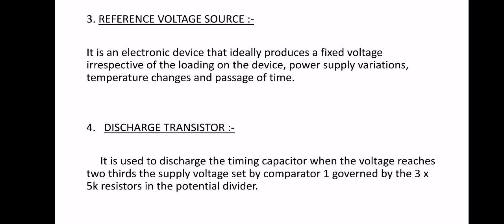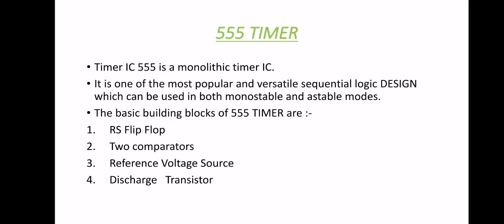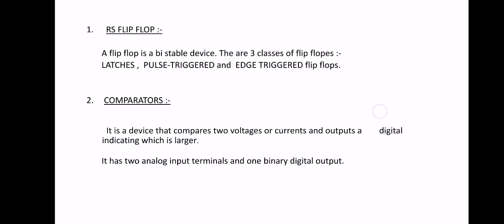Then we have discharge transistor. As the name suggests, it is used to discharge a timing capacitor when the voltage reaches 2/3 of the supply voltage set by comparator 1, governed by three 5K resistors in the potential divider. These four are the basic building blocks of 555 timer, and each and every 555 timer consists of these.